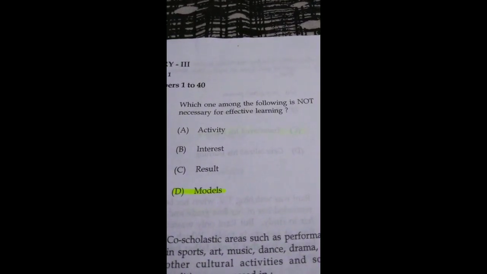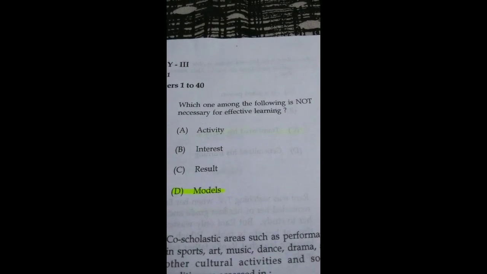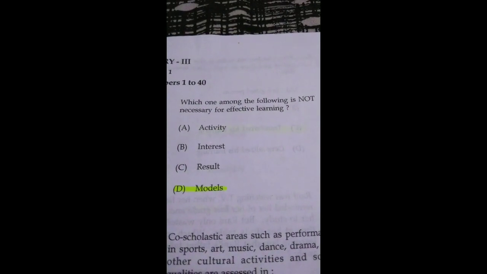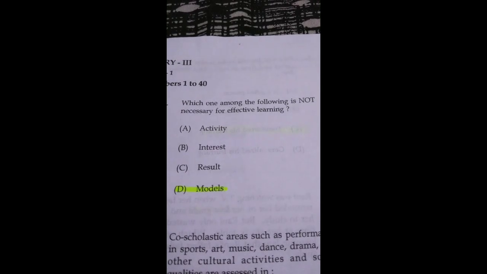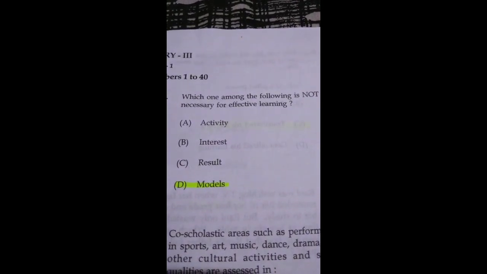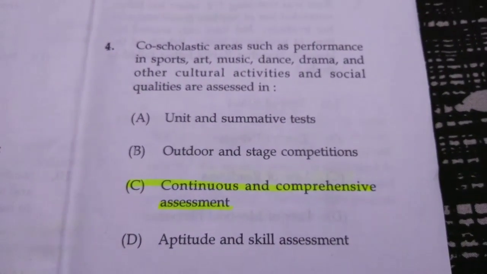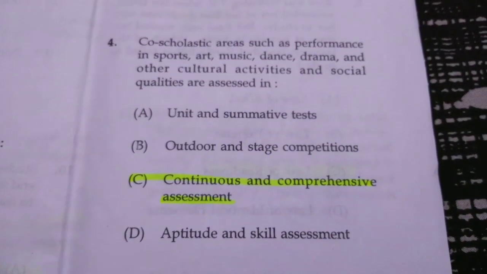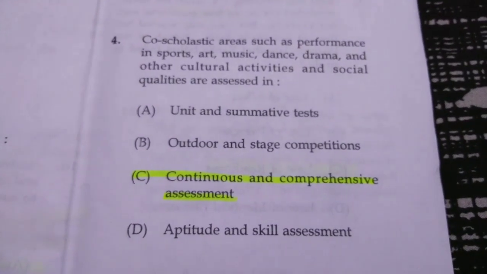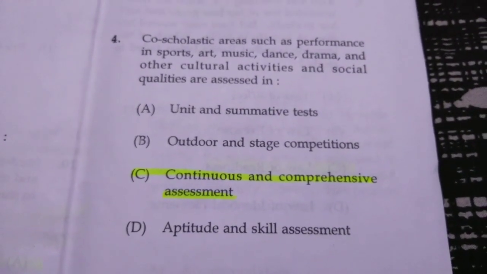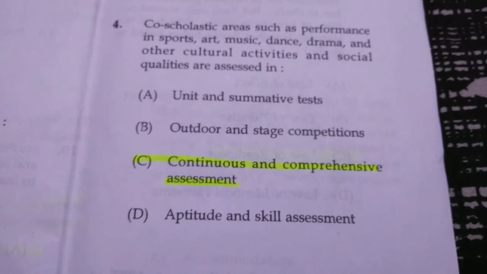Which one among the following is not necessary for effective learning? Activity, interest, result, and model. Answer is model.